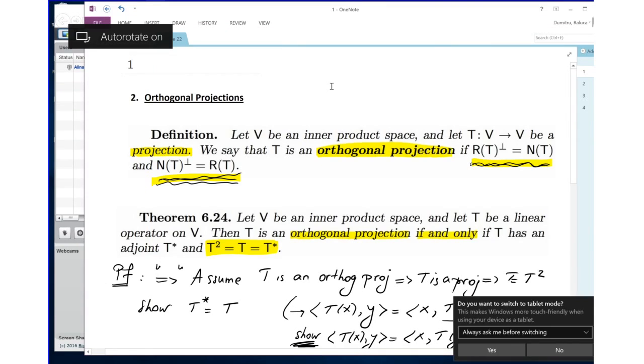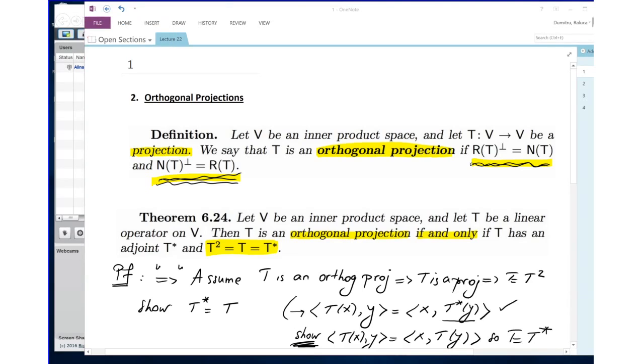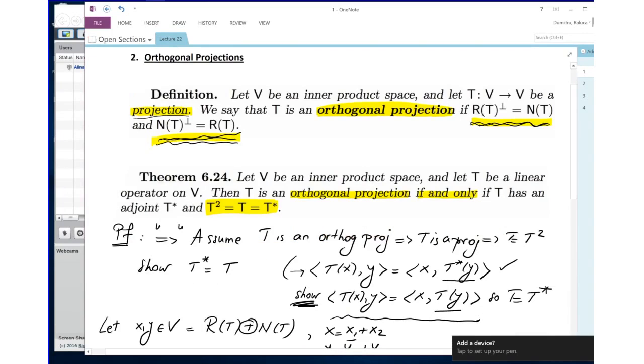All right, so we stopped in the middle of proving this theorem, 6.24. We were talking about orthogonal projections, and just to remind, an operator T is called an orthogonal projection, provided that it is a projection, so T equals T squared, that's something we proved is equivalent to that. And more than that, those two heavily underlined things here hold. So the orthogonal complement of the range of T is the null space and backwards.